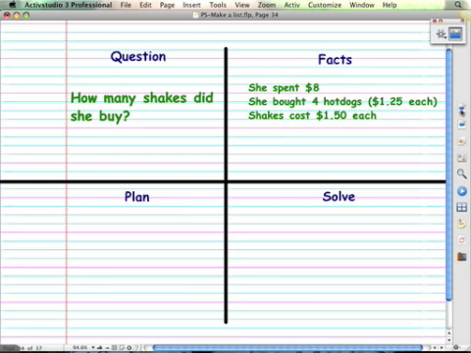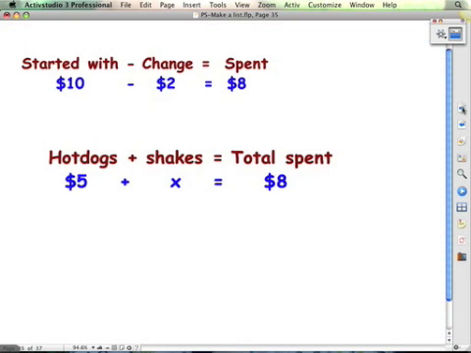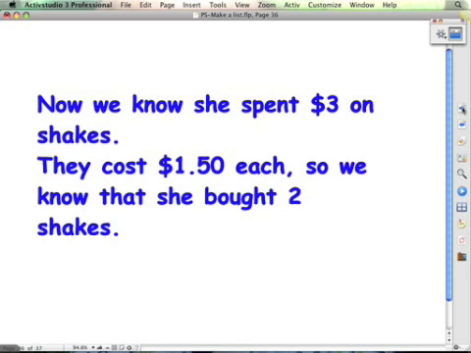Okay, hopefully by now you are done and it's time to check your answer. Here's what we did with this problem. We started with the $10 that she started with, minus the change, which was $2, to find out that she spent a total of $8. Now, the problem said that she bought hot dogs for herself and her 3 sisters. So we found out that she spent $5 on hot dogs plus X on shakes. We're not sure how much she spent on shakes, but we know that the total is going to add up to $8. So that should tell us that now we know that she spent $3 on shakes.